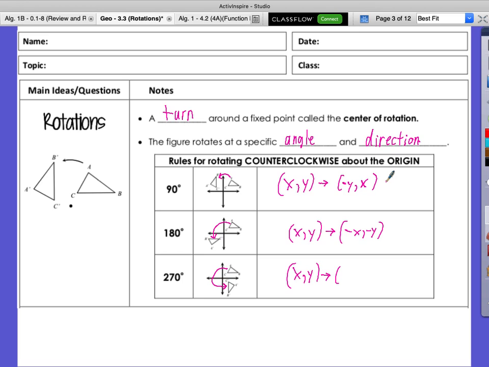So on this one we end up getting back to 270 degrees now. x comma y yields y comma negative x.